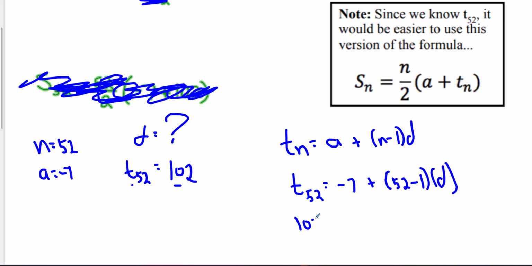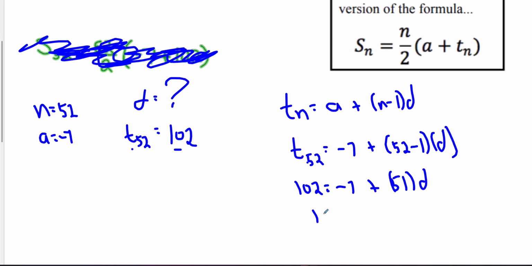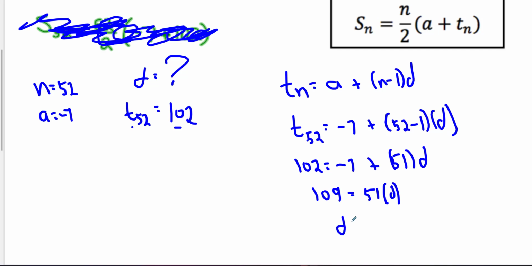And I know that T52 is actually 102, so that's 102 is equal to negative 7 plus 51 times D. Bring the negative 7 over, so that's 109 is equal to 51 times D. My D value is equal to 109 divided by 51. And if you can't simplify the fraction, leave it as is.